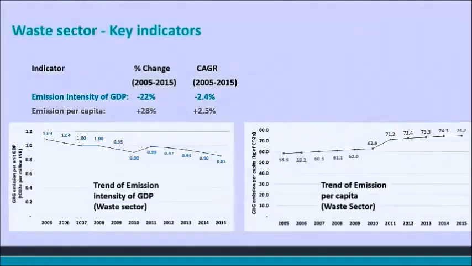In terms of how the waste sector fares with regards to emission intensity, that is something we've looked at, and overall we've seen that the emission intensity cumulatively has decreased by 22%. So that basically aligns with our national targets under the NDC, and year on year we've seen a change of around 2.4%.